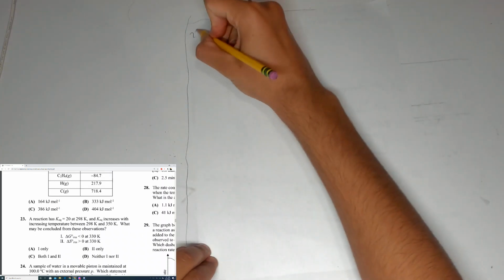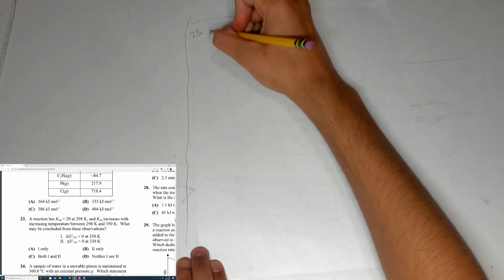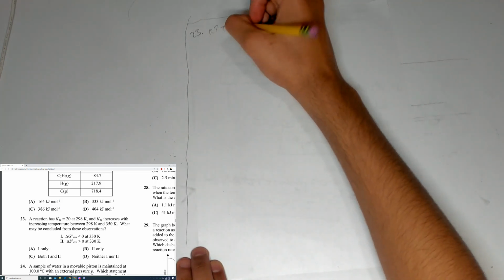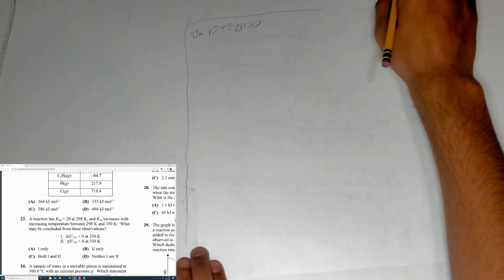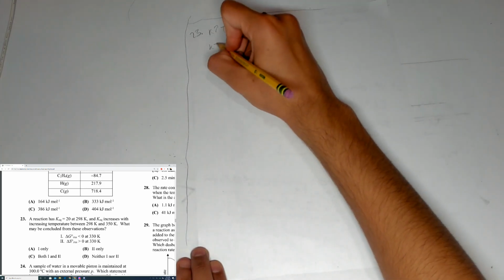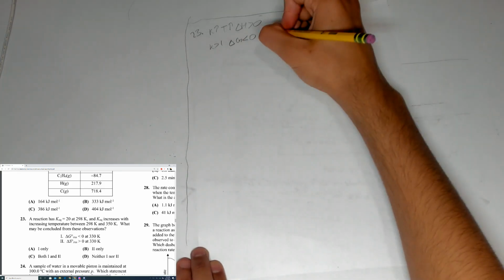Alright, last 2 questions of today. 23. This one is not that bad. So a reaction has an equilibrium constant of 20 at 298, and K equilibrium increases with increasing temperature. Now, since K goes up with increasing temperature, delta H must be greater than 0. And also, since K is greater than 1, delta G must be less than 0 too.